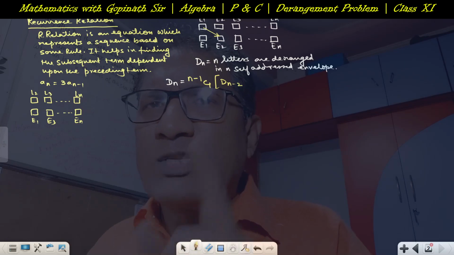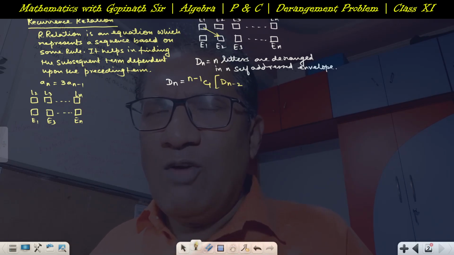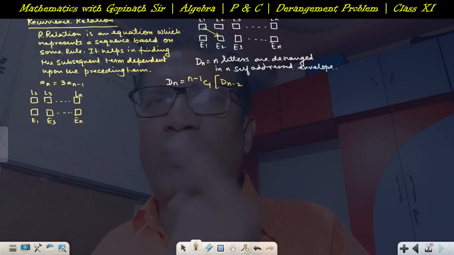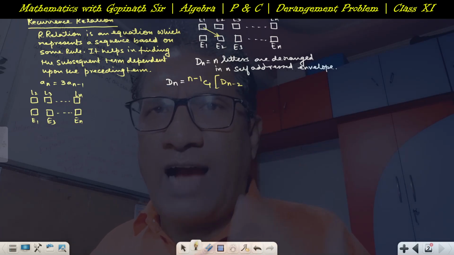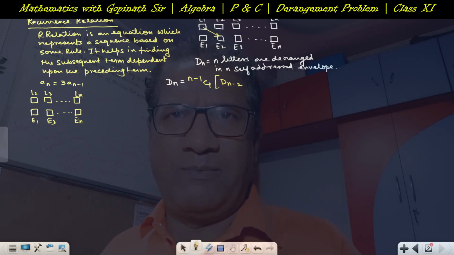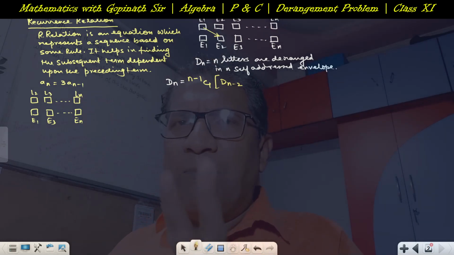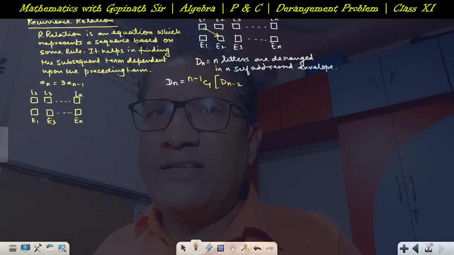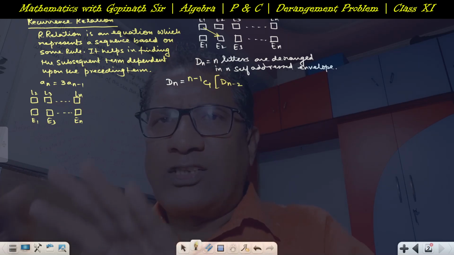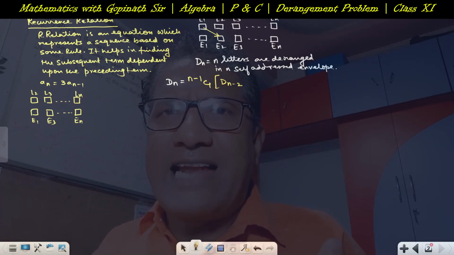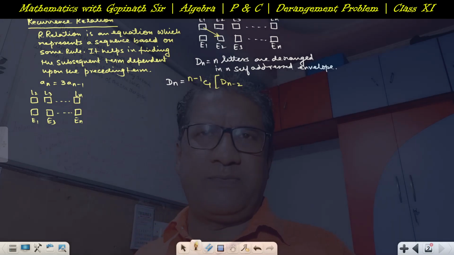Now in this case, what have we planned? We have planned that your L2 letter will not come in the envelope E1, because these are the two options you have. The moment I add these two options, you are going to get the total letters deranged in how many different ways? Isn't it so?